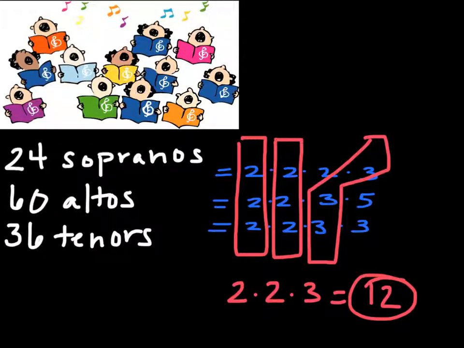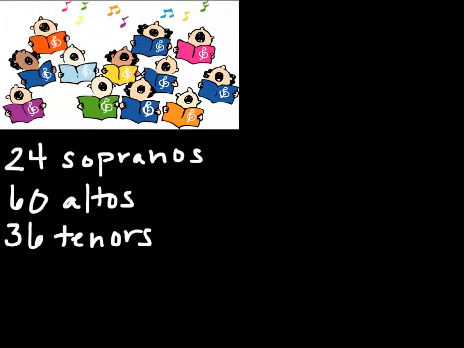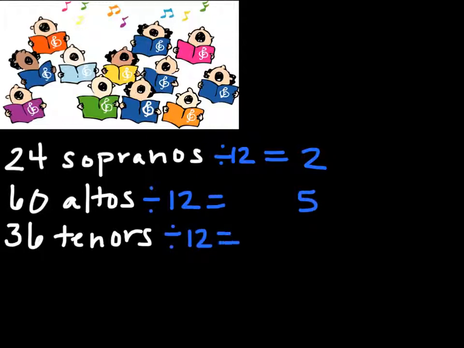Now we have to answer the second part of our question, which is, how many sopranos, how many altos, and how many tenors will be in each group? If we can create 12 groups of musicians, then each group will include 2 sopranos, 5 altos, and 3 tenors. And there you have it.